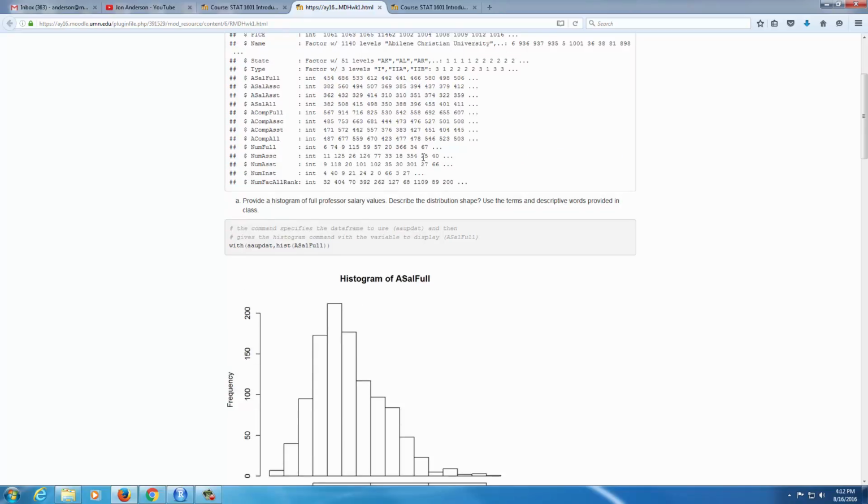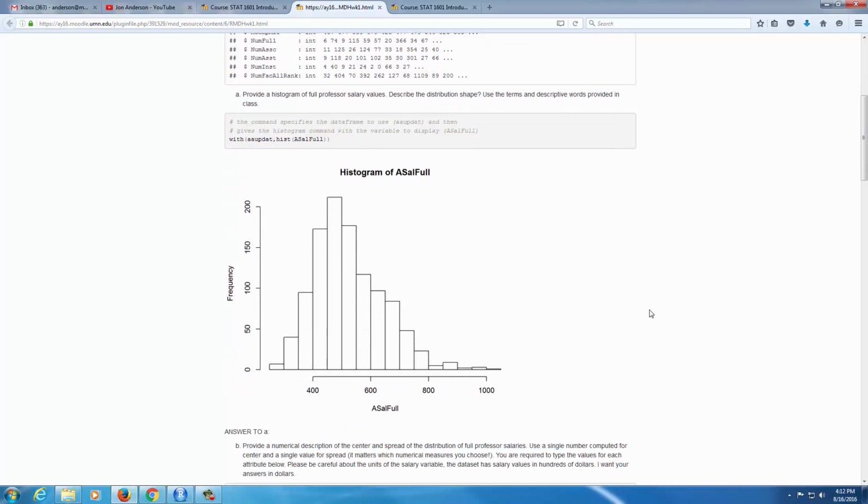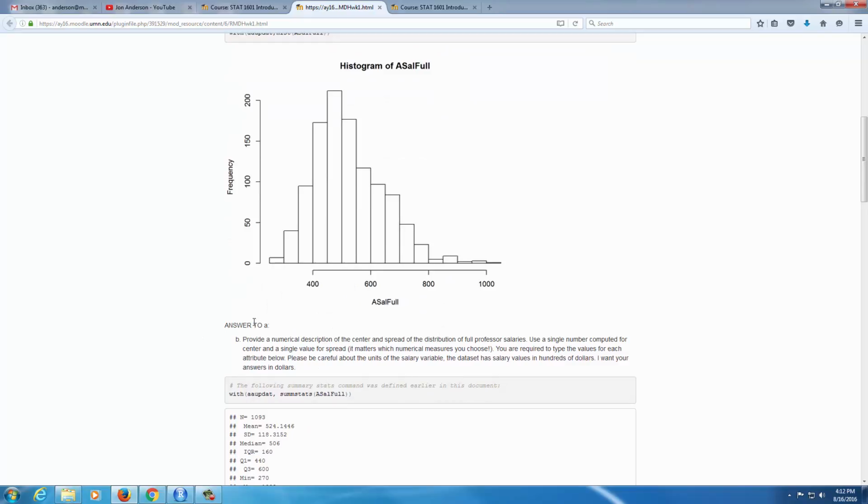And the question in number 1, part A, says to describe the distribution shape. Use terms and descriptive words like we've discussed in class. So hopefully you will be able to look at this display and decide whether it's symmetric or skewed right or skewed left, and you will type that answer in your markdown file next to where it says answer to A.